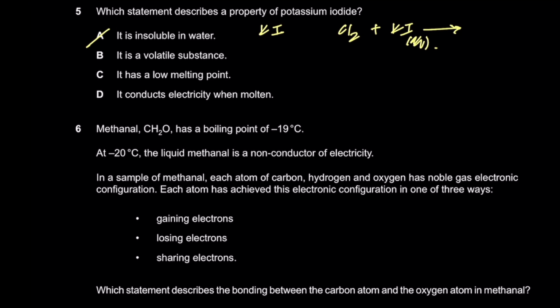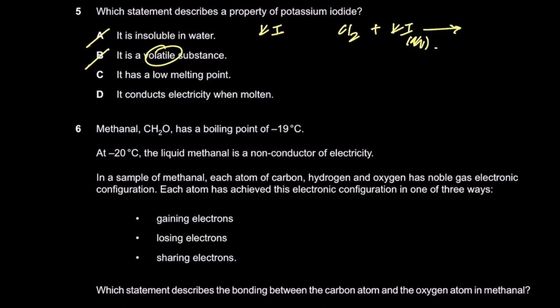So that's why I know that KI is aqueous, it's soluble in water. It is volatile? Are you dumb, man? What's wrong with you? Volatility refers to how easily particles can escape into the air. Potassium iodide is an ionic compound with strong electrostatic forces of attraction which holds the oppositely charged ions in place.